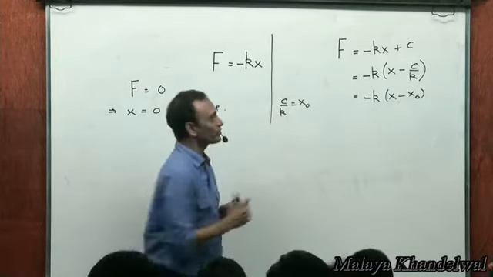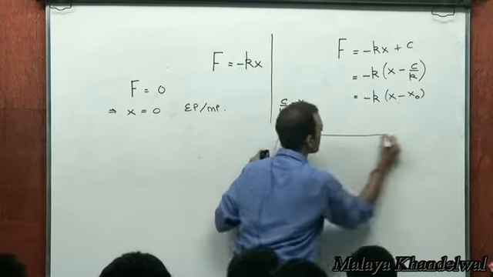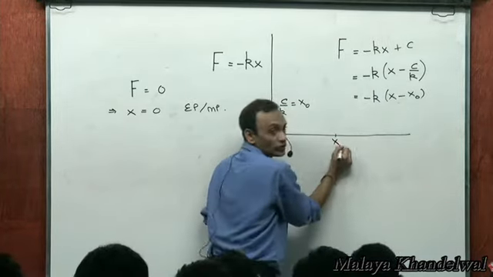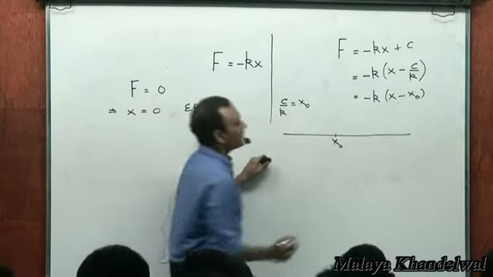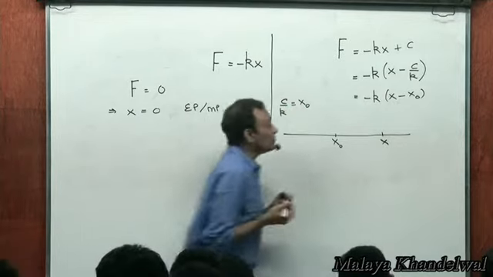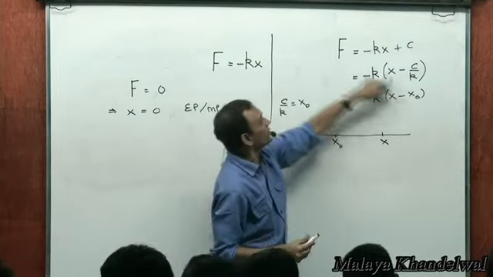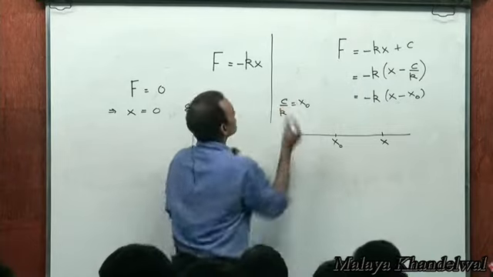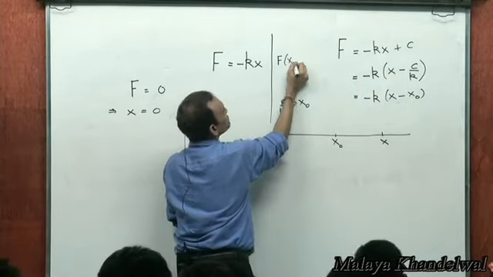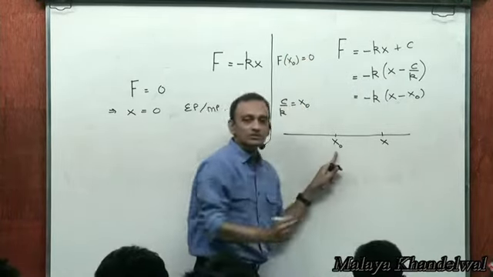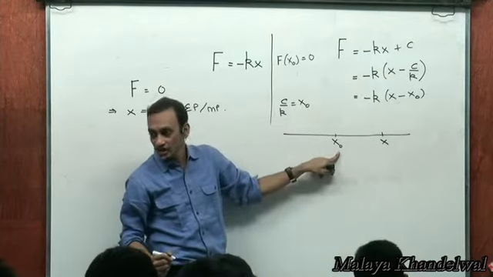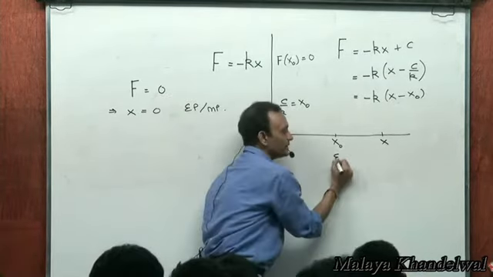Now, what kind of a characteristic is this? This is x equal to x naught, and this is some x. First of all, do you realize that at x equal to x naught the force is 0? So force at x naught is 0. Therefore, this is the equilibrium position. This x naught is the equilibrium position.